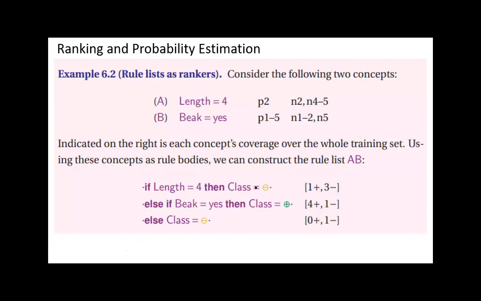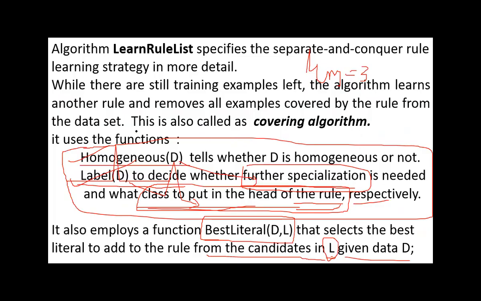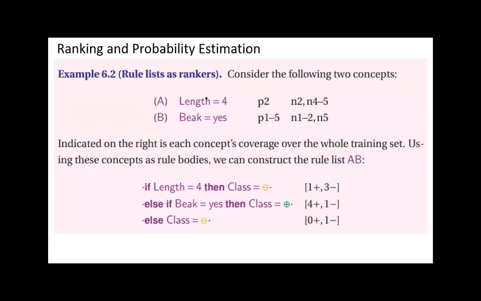Now, this is the concept of the algorithm. Learn rule list algorithm. This is also called the covering algorithm, a separate and conquer rule learning strategy. Right? Next, let us go to ranking and probability estimation.